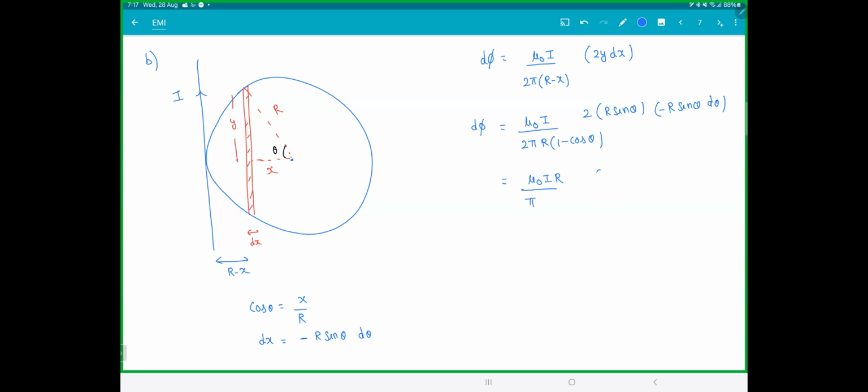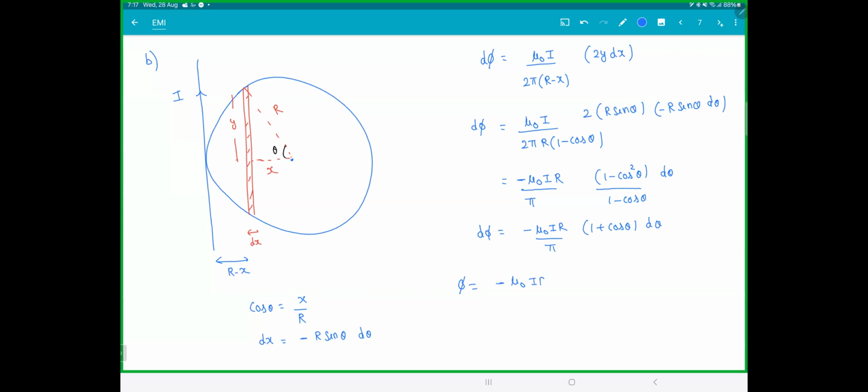Actually, no, sine square theta I can write as 1 minus cos square theta by 1 minus cos theta d theta, with a minus sign. That is like a plus b, a minus b, na? So minus mu naught I r by pi, 1 plus cos theta d theta. I hope I didn't goof up. Looks fine. Then integrate this.